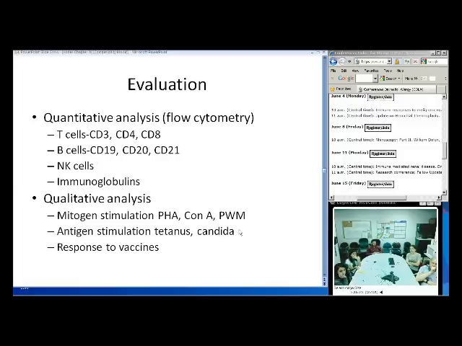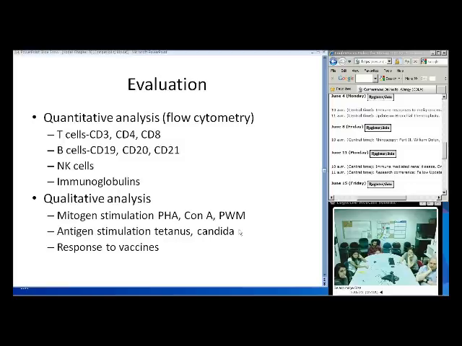Qualitative analysis: we don't just want to know if they have a good number of cells. We want to know if the cells work well. We want to qualitate them. So we can use tests like mitogen and antigen tests. To qualitate if a cell works, a mitogen is something from nature, usually found in a plant, that we can exploit to force a cell into mitosis. So it will start to divide if it sees a mitogen.